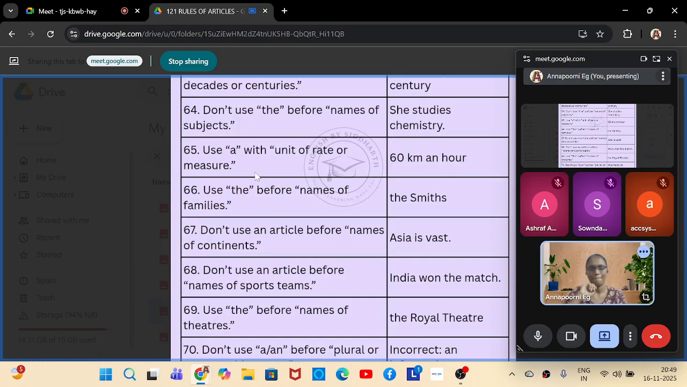For example, similarly, I waited for an hour. Likewise, you can use a depending on the situation. Okay. Is it clear, guys? Any confusion?